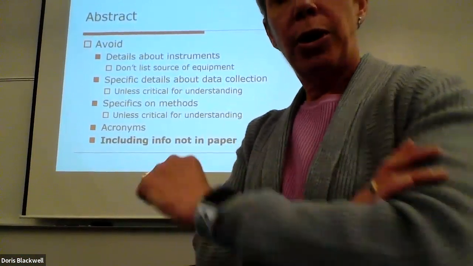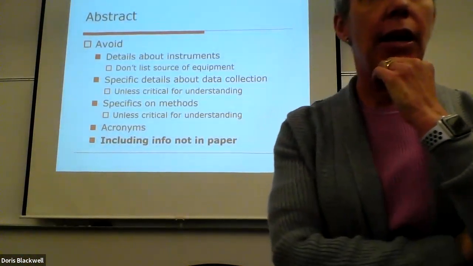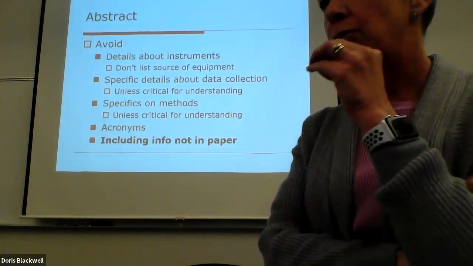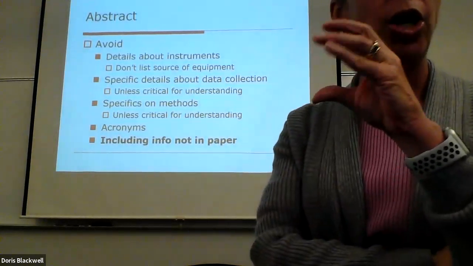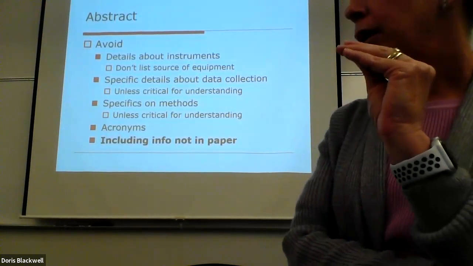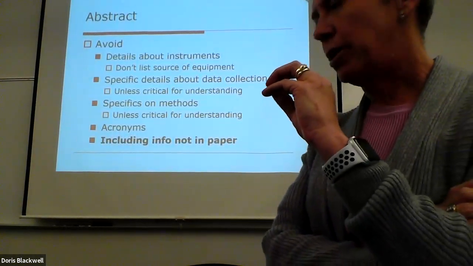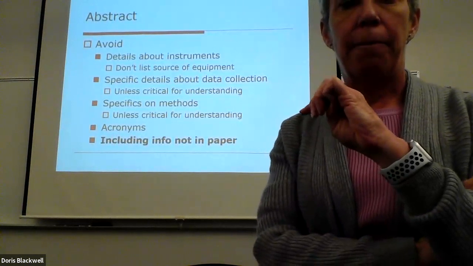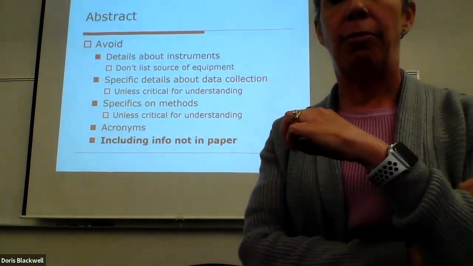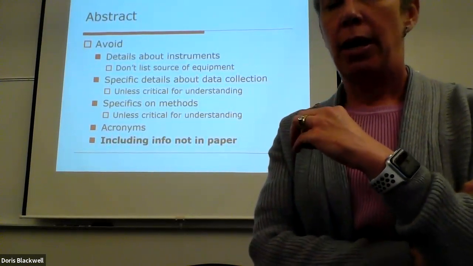So in the abstract, we want to avoid giving too much detail about our instruments unless we need to be really specific. Maybe we use a brand new sort of PCR or qPCR machine. I'm not an infectious disease person, but they throw these things around all the time. Maybe we did something that has never been done before with some sort of instruments. We want to talk about that. We don't want to include a lot of details about our data collection. We don't want to be too in the weeds again about the methods.